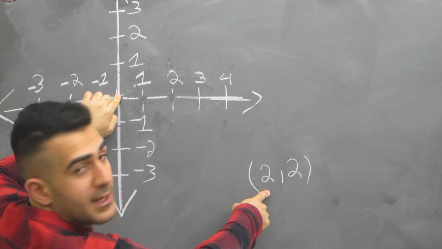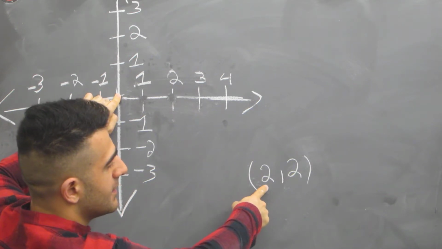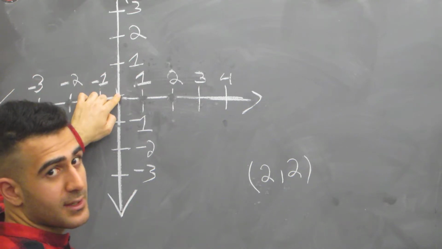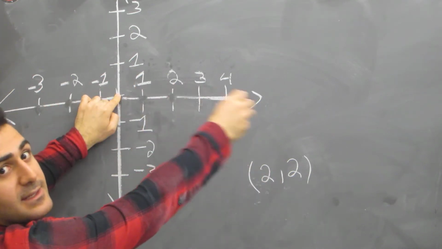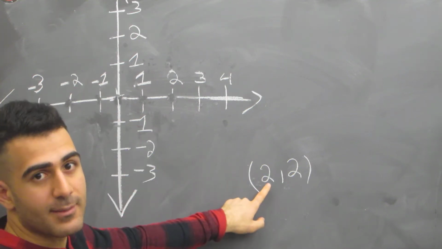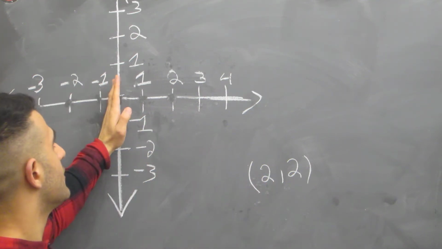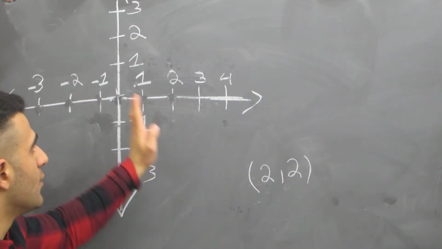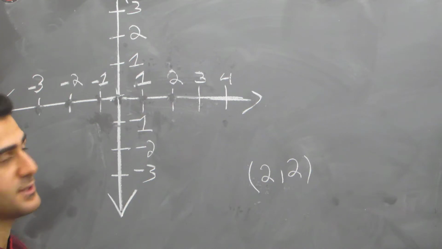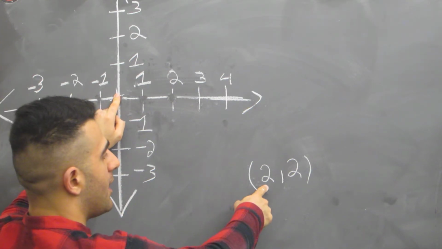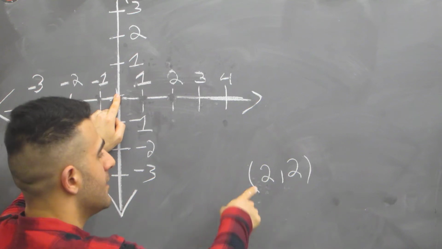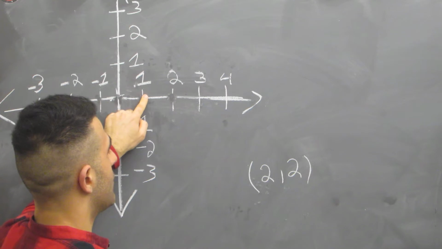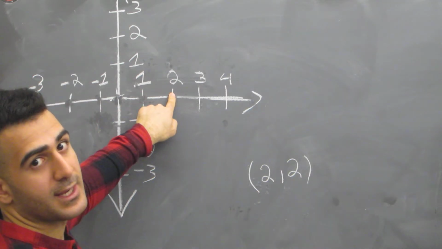Now we look at the first number for the point. This tells us how far or in which direction we have to move along the x-axis. If the first number is negative, then we would have to move to the left, because that's where the negative numbers are. If it's positive, we would have to move to the right, because that's where the positive numbers are. So since it's positive, we have to move to the right. This tells us how many steps we have to take to the right. So we have to move 1, 2 steps to the right.